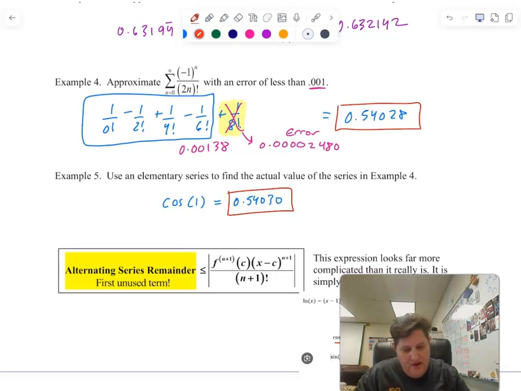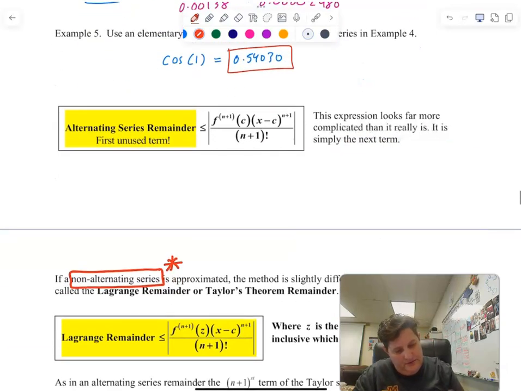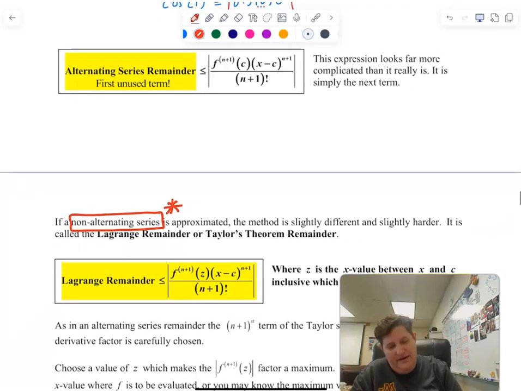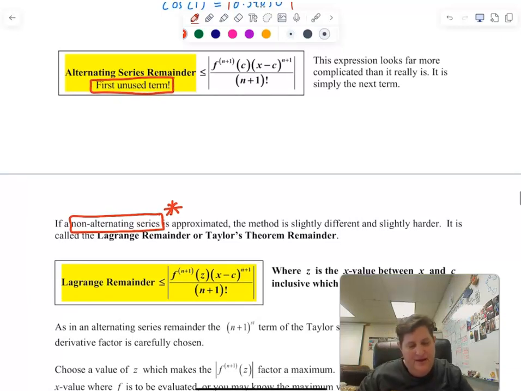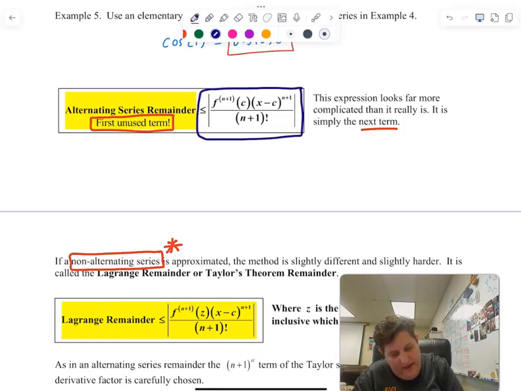So there we go. So here's a kind of summary of this picture. Okay, alternating series remainder is really all you need to know: the error is less than or equal to the first unused term. It looks really complicated. It's just the next term, right? Now, remember, in our Taylor series that we're working with, okay, this is how we got, well, our Taylor series was this.